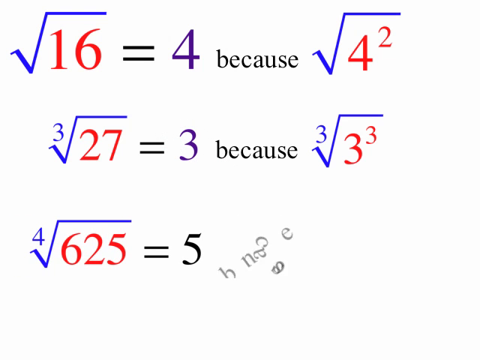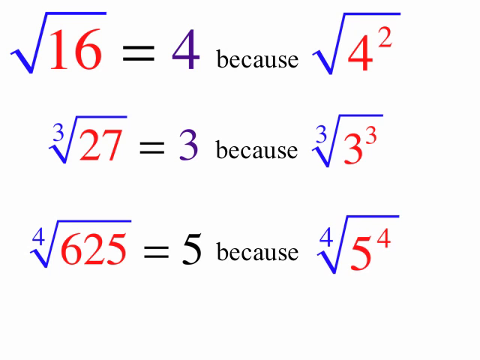If you want to know what the fourth root of 625 is, think to yourself, and you can see the answer is 5 there, but think to yourself, what times itself 4 times is 625? And in this case, that's 5. 5 to the fourth is 625, and the fourth root of 5 to the fourth power is 5.